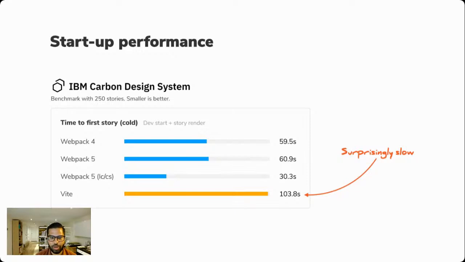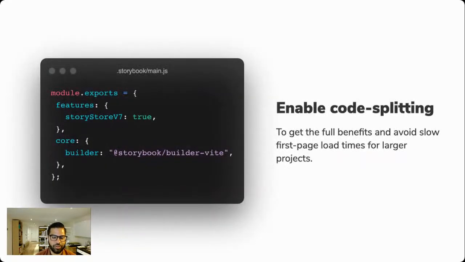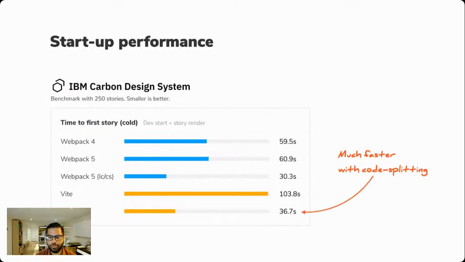So one way to optimize Vite and to get the best out of it when using it with Storybook is to enable Storybook's code splitting feature. So that is the Storybook Story Store v7 feature flag to enable code splitting. And once you enable that, it drastically cuts down the number of modules that the browser has to load up on that first load. And we find that it speeds things up quite dramatically, and Vite starts up in some cases even faster than Webpack, although it's still a little bit slower than when Webpack has lazy compilation and code splitting enabled.